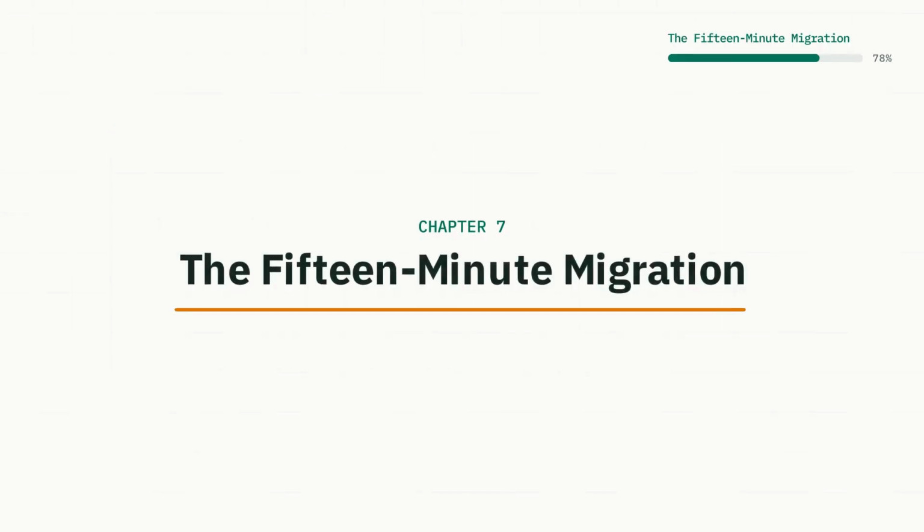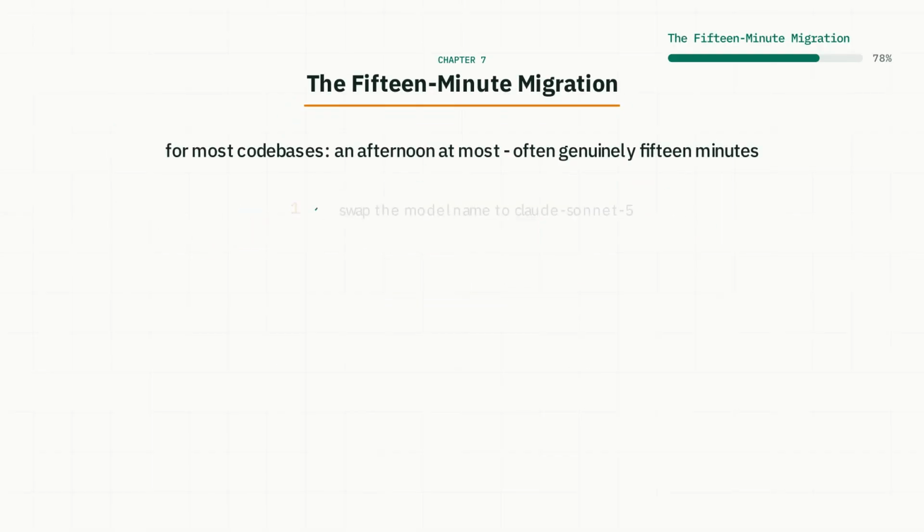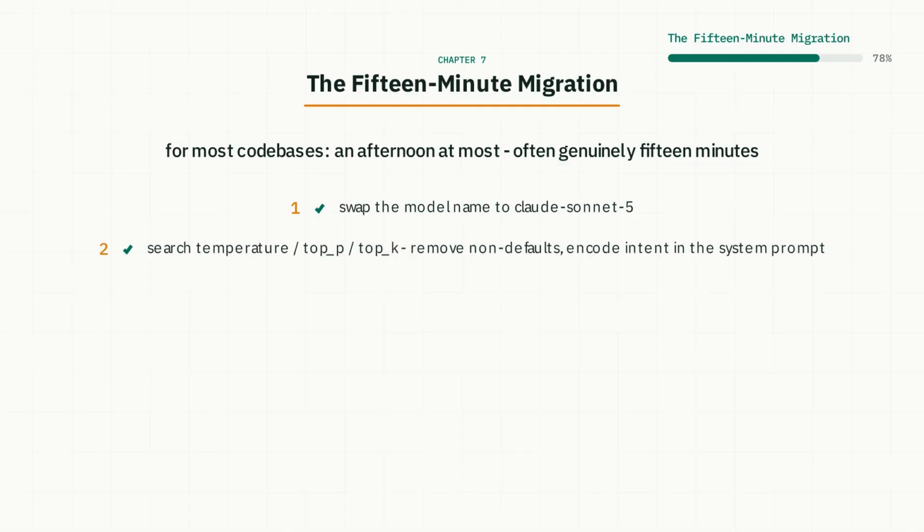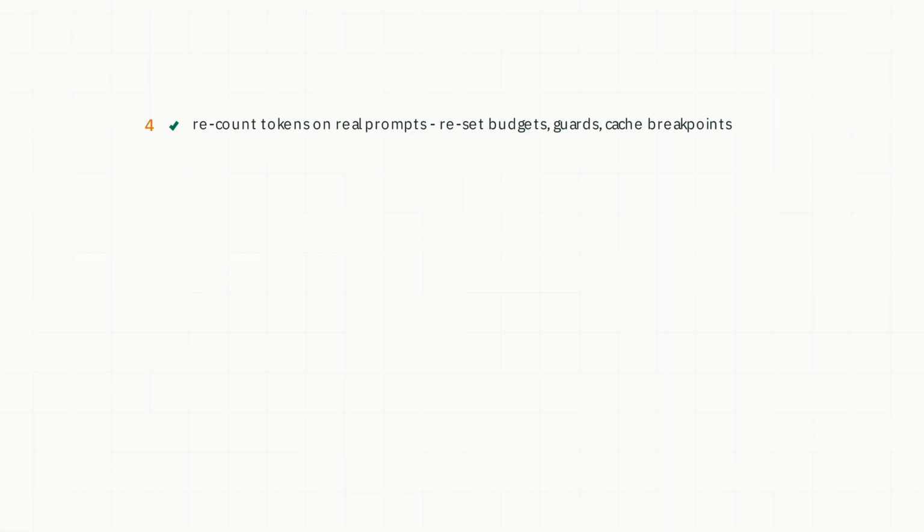Chapter 6, the migration itself, and here's the good news. For most code bases this is an afternoon at most, and often genuinely 50 minutes once you know where to look. 6 items. 1. Swap the model name to Sonnet 5. 2. Search for temperature, top P and top K, and remove every non-default setting, and code the intent in the system prompt instead. 3. Replace any manual thinking budget with adaptive thinking and an effort level, and explicitly disable thinking on speed-critical paths. 4. Recount tokens on your real prompts and reset every budget, guard, and cache breakpoint that depended on the old counts.